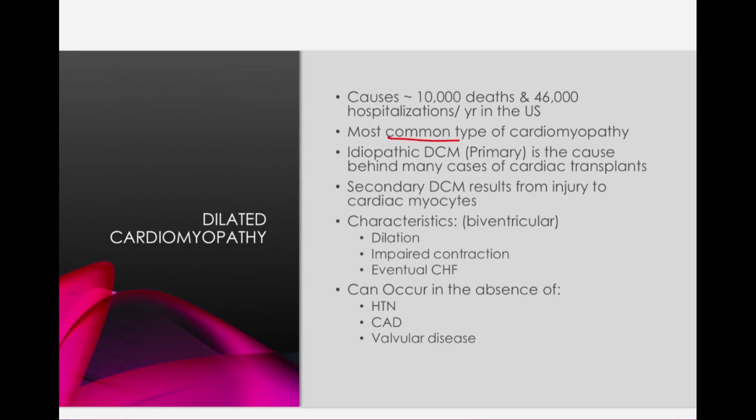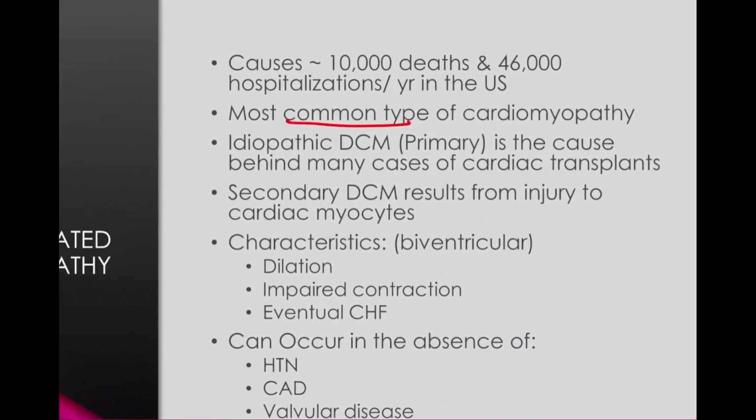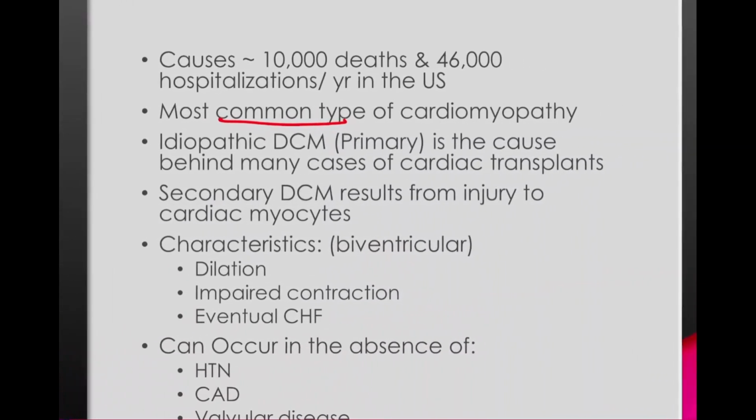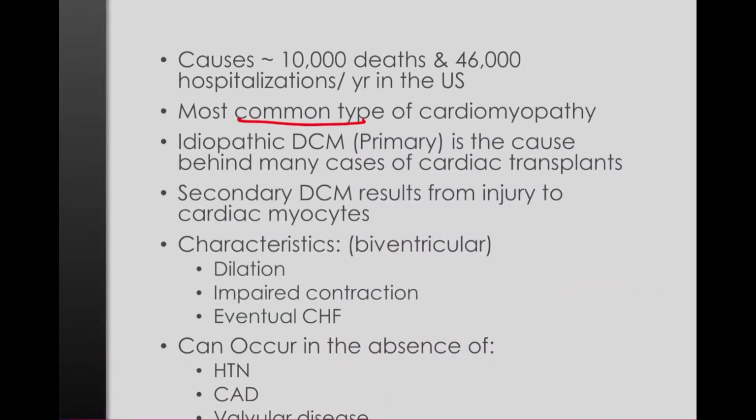This is the most common type of cardiomyopathy. It causes about 10,000 deaths and 46,000 hospitalizations a year. Idiopathic, what does idiopathic mean? Unknown, we don't know why. So idiopathic dilated cardiomyopathy, DCM, is a common reason for cardiac transplants. Secondary results from injury to those myocytes.